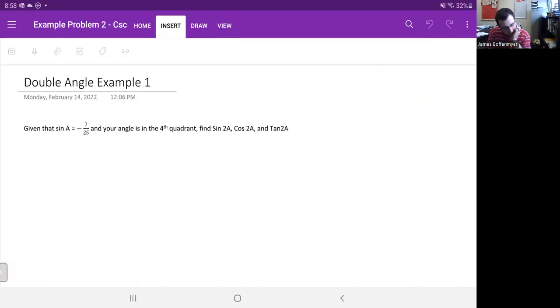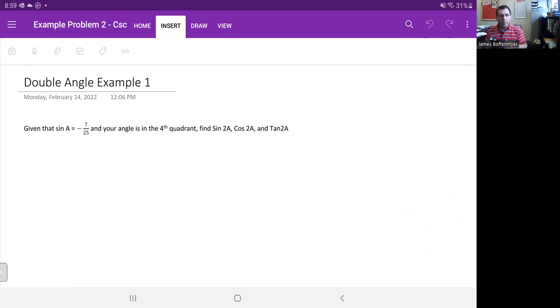Okay, this one might be a little bit more complicated just because it's a negative angle, or a negative value, in the fourth quadrant, but we're using the same processes. Given that your sine value is negative 7/25, and it's in the fourth quadrant because sine is negative in the fourth quadrant, find your sine of 2a, the double angle for sine, double angle for cosine, and double angle for tangent.